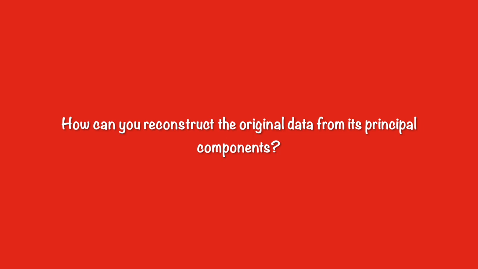While generating principal components, we use a weight vector to project the original data in PCA space. Now, if you take the principal components matrix and multiply it by our weight vector, we get the original data back. The weight vector is what we use to reconstruct the original data from its principal components.